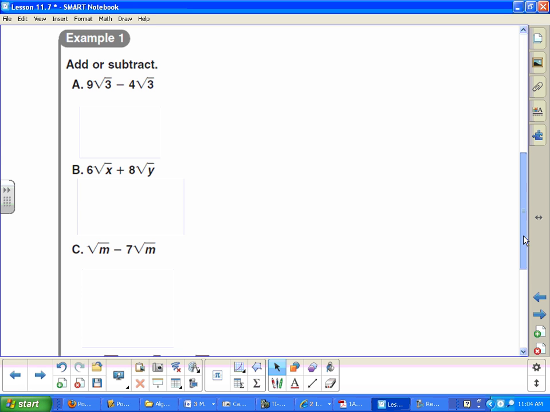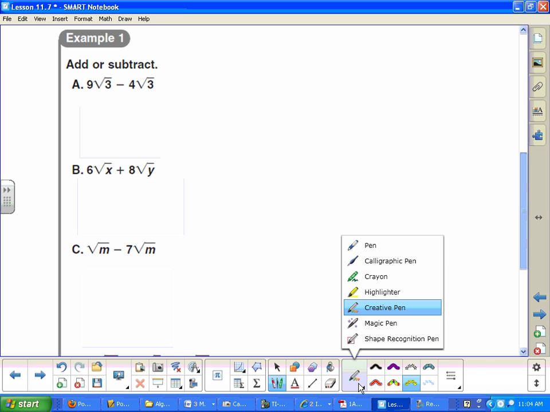First thing we're looking for is what's under the radical. Can it be simplified? Okay. So number one, first thing we look for.